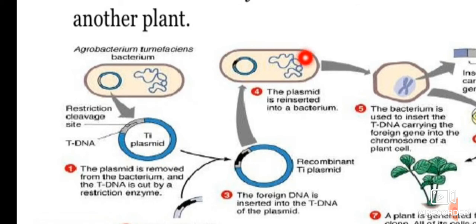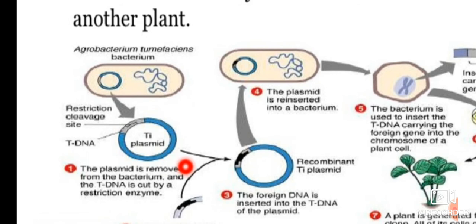Now this is another bacterium called Rhizobium, from which the NIF gene is removed. Here we'll go step by step. The plasmid is removed, the Ti plasmid. It has a small fragment of DNA called tDNA, or transfer DNA.